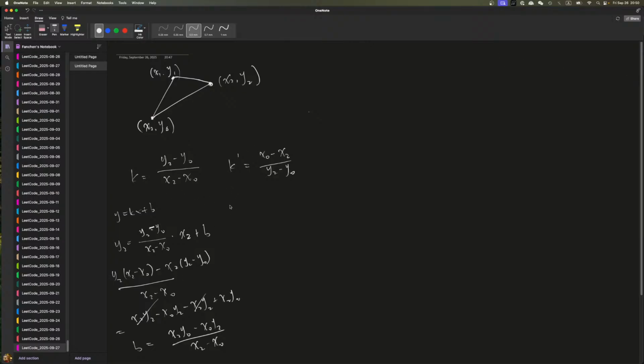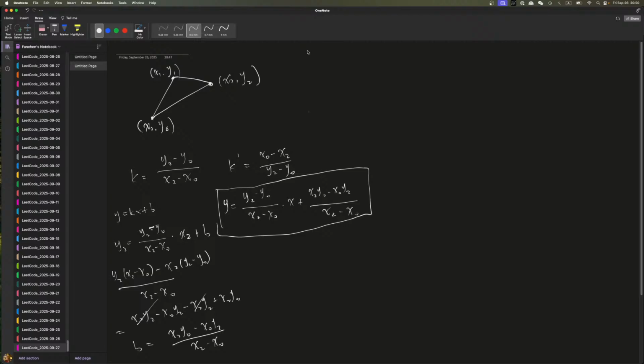Okay, so the first one we have is y equal to (y2 minus y0) over (x2 minus x0) times x plus (x2y0 minus x0y2) over (x2 minus x0). So this is one of them.